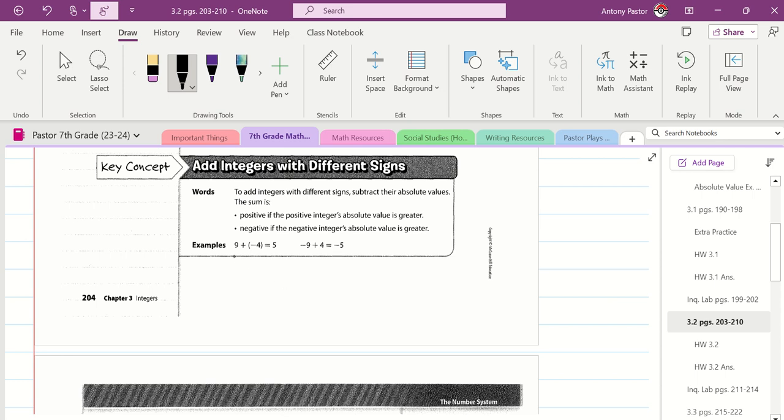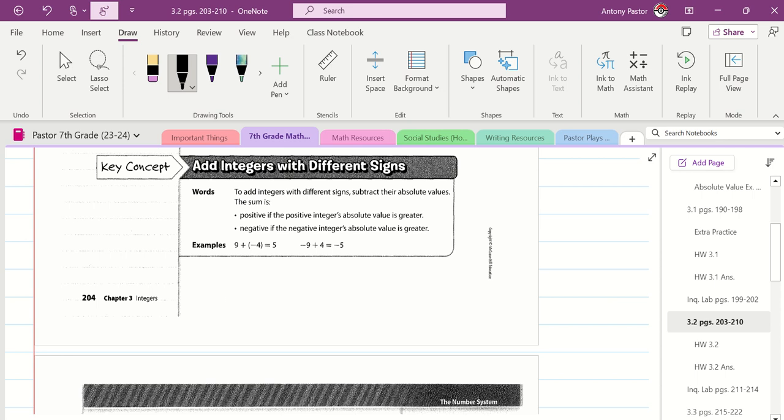So in this case, 9 plus negative 4 is the same thing as saying 9 minus 4, which is 5. In this case, we have negative 9 plus 4. It's saying I still owe 9, but I found $4. Now I only owe $5.